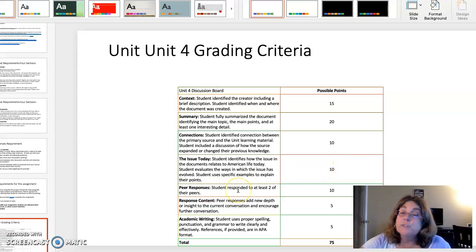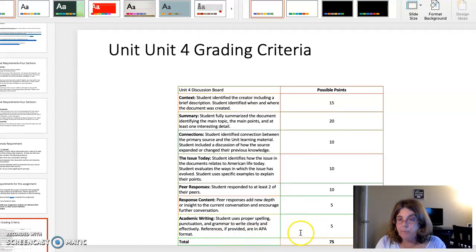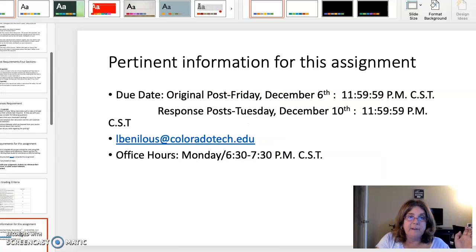Peer responses. You respond to 2 of your classmates on time, you will get the 10 points. Response content. Peer response added new depth or insight to the current conversation and encourages further conversation. I feel encourages further conversation is key. My comments, how many points out of 5? Academic writing. Student uses proper spelling, punctuation, and grammar to write clearly and effectively. References, if provided, are in APA format. My comments, how many points out of 5? I total it up and put the total over 75.